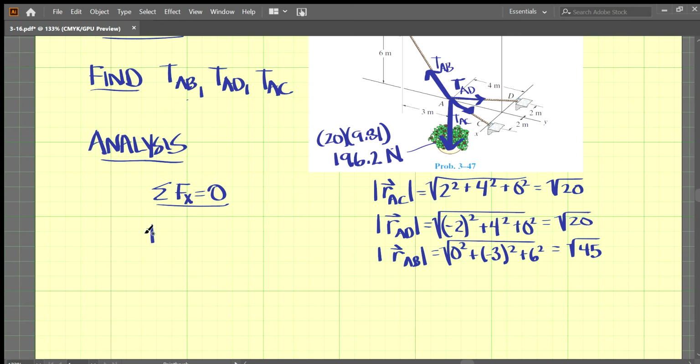So we have TAC, and the direction it moves in the X direction from A to C is +2. So the component of TAC in the X direction is +2 divided by the total length of cable AC, which is square root of 20.